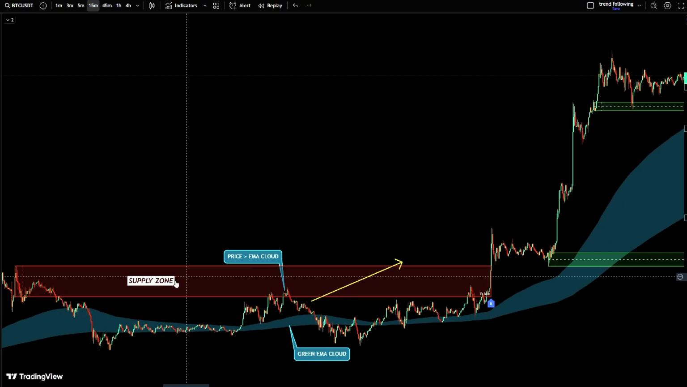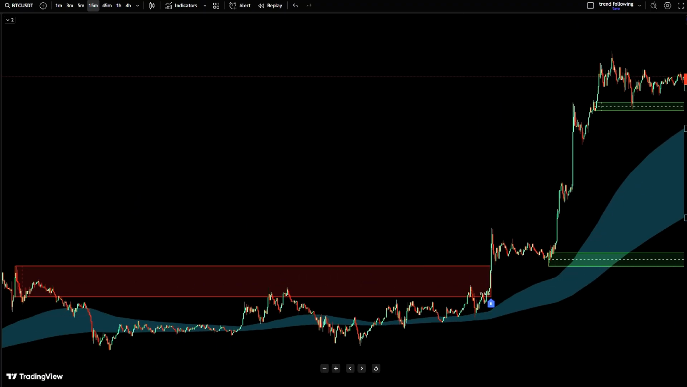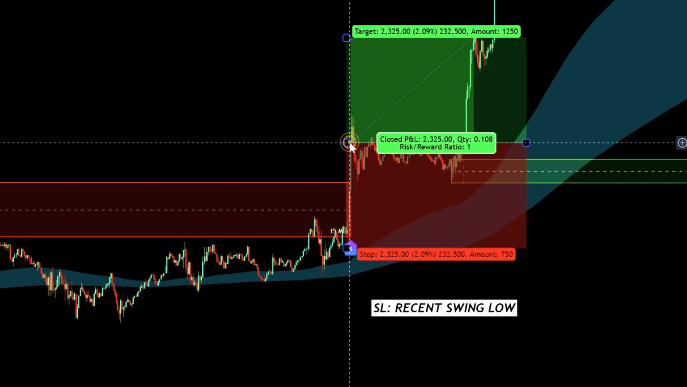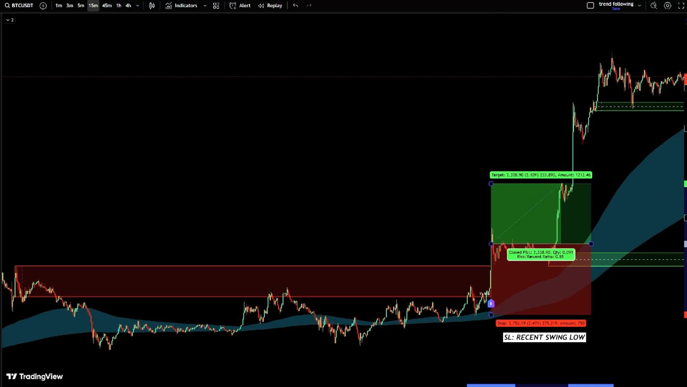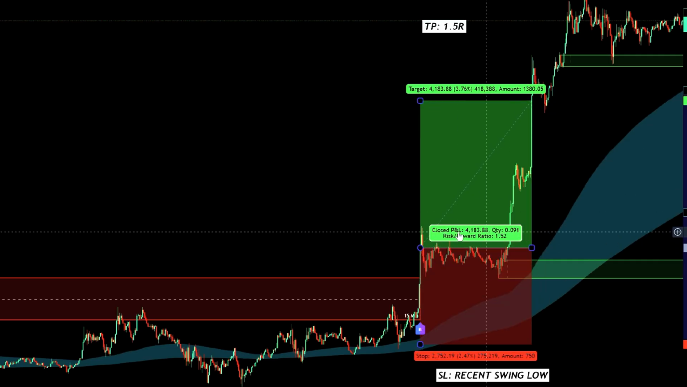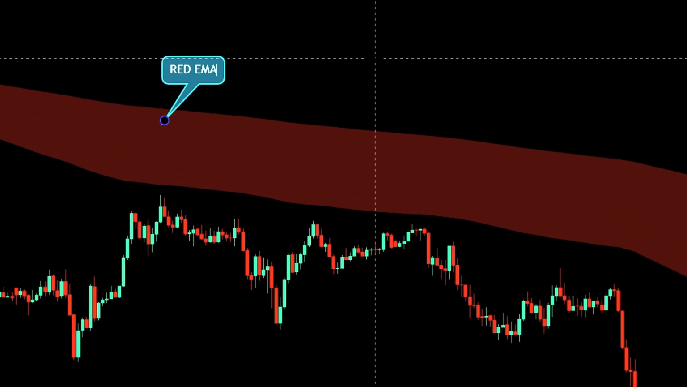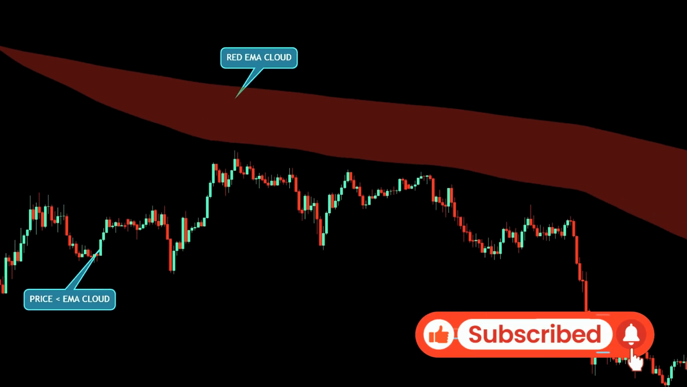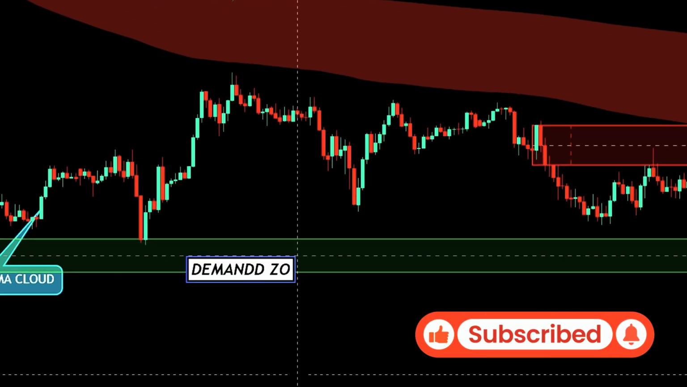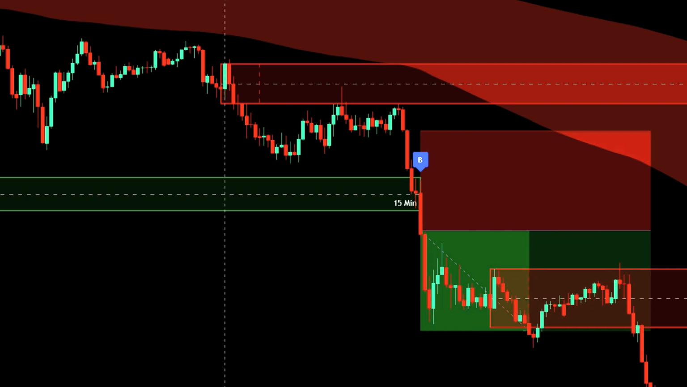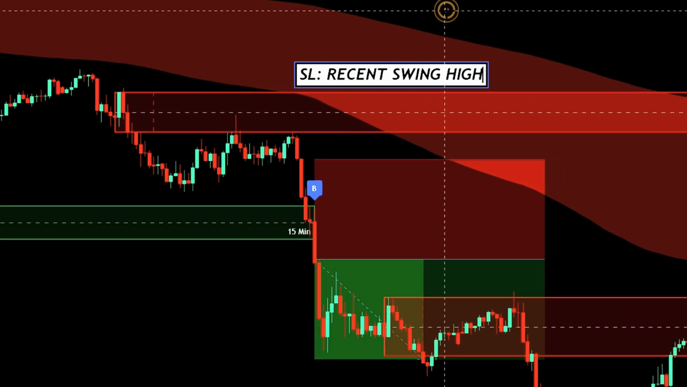No hesitation. For a stop loss, place it under the recent swing low. For the take profit, aim for a clean 1 to 1.5 risk to reward ratio. Don't get greedy, bank the win. And for sell trades, it's the exact opposite. Don't overthink it. The cloud is red, price below it, you wait for a demand zone to get smashed. Price closes below it, the break signal prints, you enter the short, stop loss above the recent swing high, and take profit 1.5R. You got it.